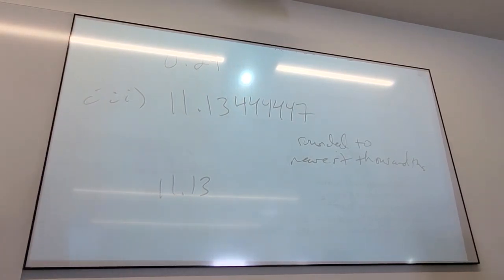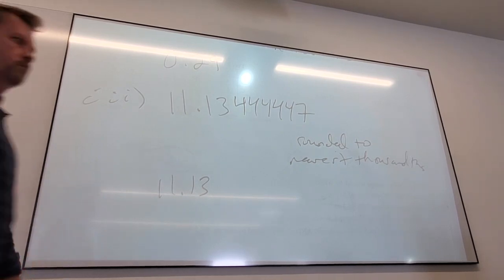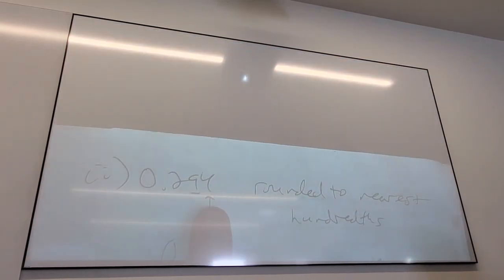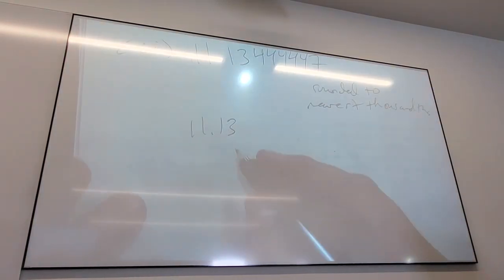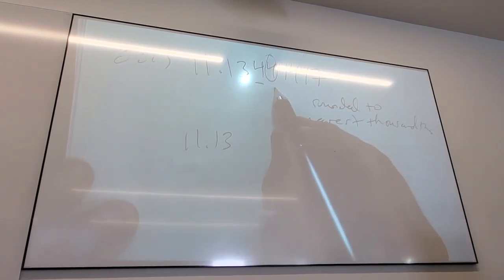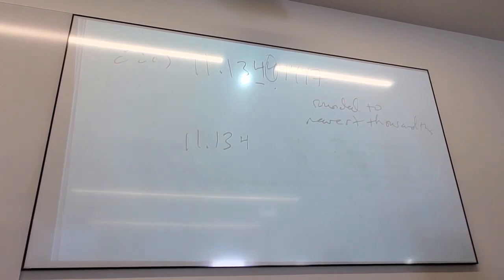Yes? When I was younger, I drew a line under that place and then I circled the next number. Okay, yeah, whatever works. So you can draw a line and then circle that and then go, okay, that number is a 4, so this number is going to stay 4. I like that.